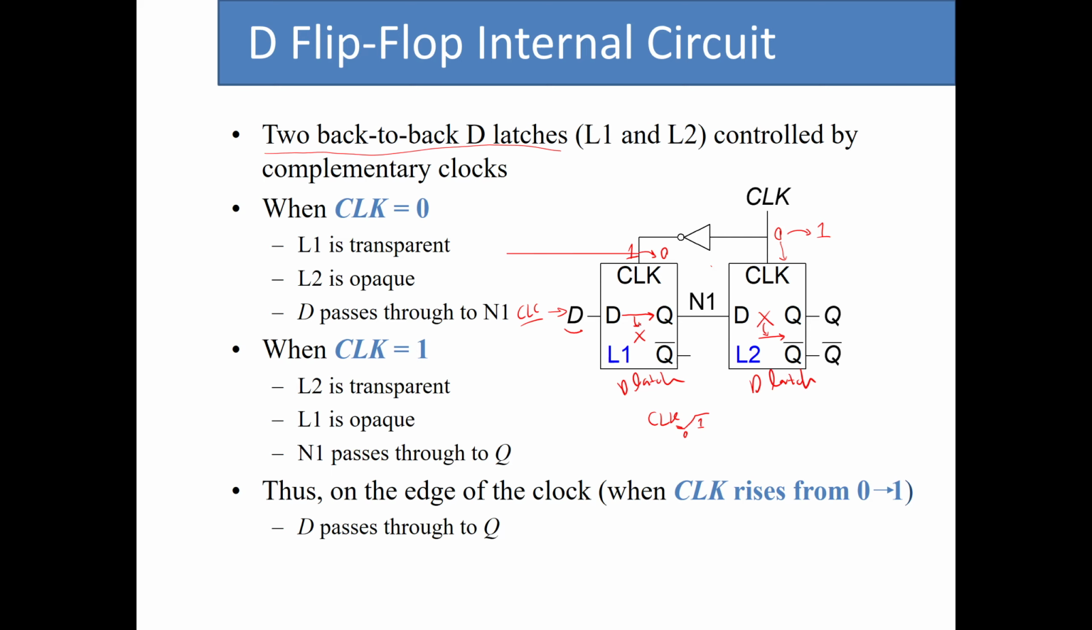So since this first D latch is now opaque, that means that the value in N1 does not change at all. Whatever we have in D, even though we may have it changed 1,000 times, it is not going to be reflected in N1. So that is what I meant by sampling the D signal. We sample the D signal at a very short period of time, during the time the clock changes from 0 to 1. So because of this back-to-back design, on the edge of the clock, more specifically on the rising edge of the clock, you can say this input D is passed to this output Q.